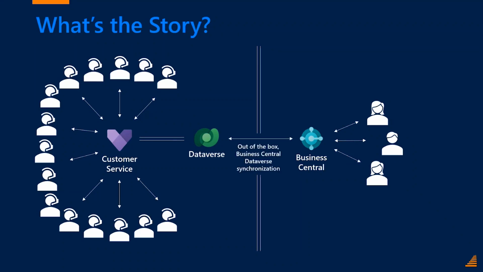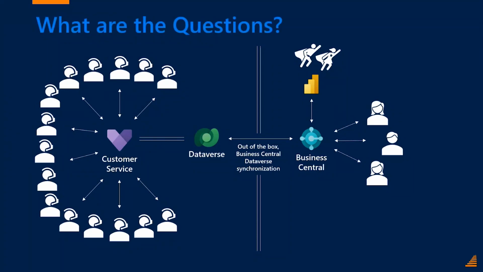And now that they've got both, they turn on the out-of-the-box Business Central Dataverse synchronization. And just for good measure, let's add a couple of Power BI licenses in there for the execs who fly in as superheroes and take a look at what's going on. The one source of truth is a revelation to the business, and they love it. So they have 2 Power BI licenses at $10 per user per month for the execs. And this brings around a lot of questions.